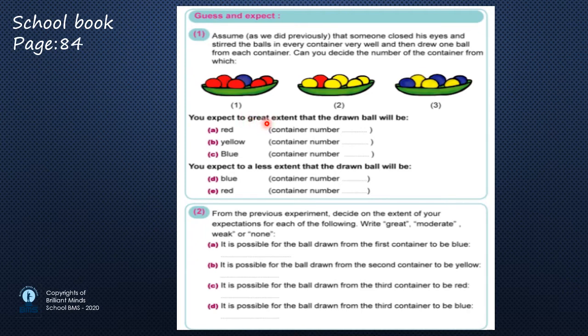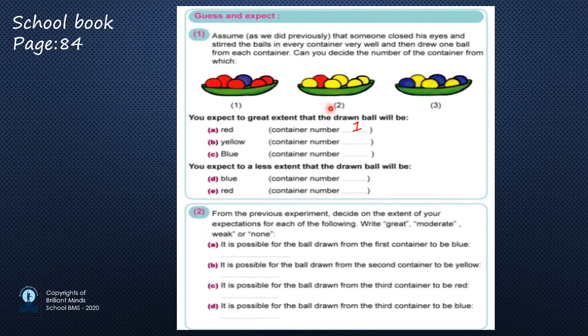We can use great or less. If an event could happen and its chances are very big, we use great, or if very small, we use less. So if we pick a ball blindly from the containers, what do you think? I want the ball to be red. Where is the greatest chance: if I pick from the first container, second container, or third container? From the first one.